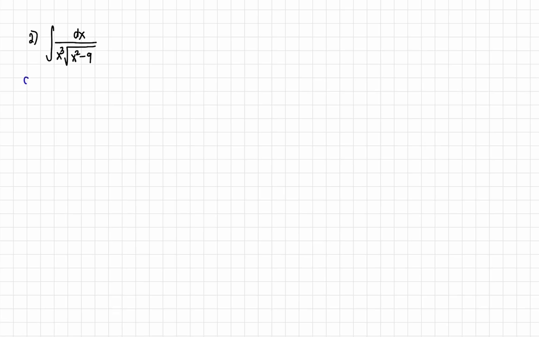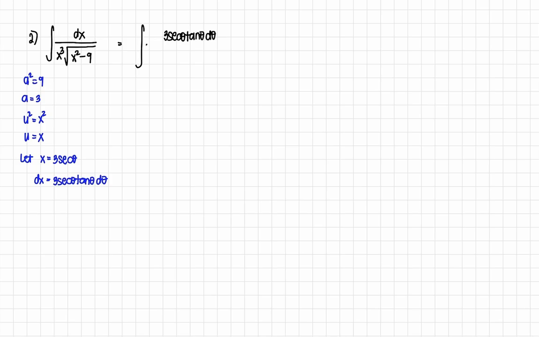Our a squared here is 9, and so our a is 3. U squared here is x squared, so u is equal to x. So we let x equals 3 secant of theta. And so dx is equal to 3 secant theta tangent of theta d theta. So substituting, dx is 3 secant theta tangent of theta d theta over x raised to the power of 3. What is x equal to? It's 3 secant theta, raised to the power of 3, and then the square root of x squared, which is 3 secant theta quantity squared, minus 9.